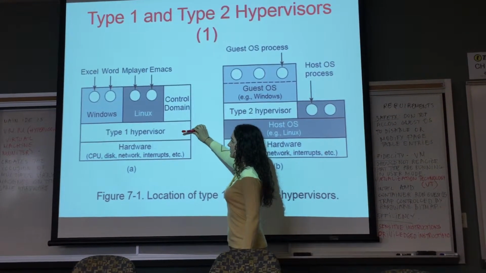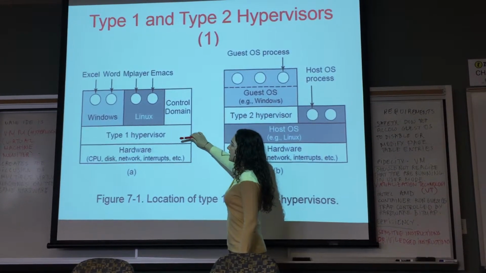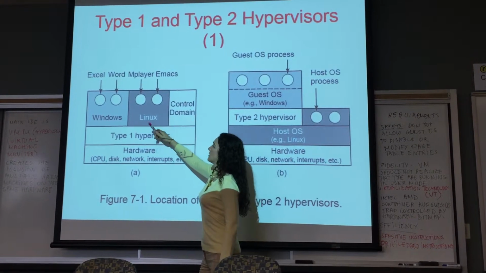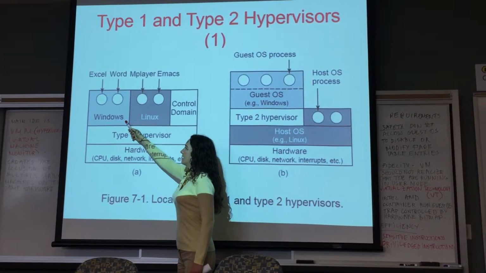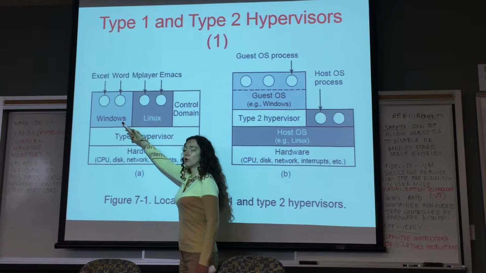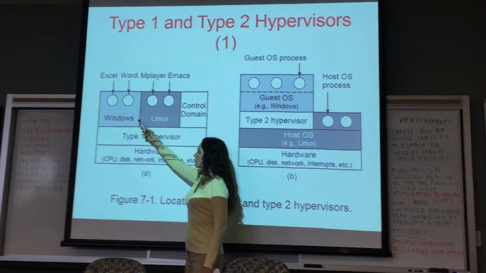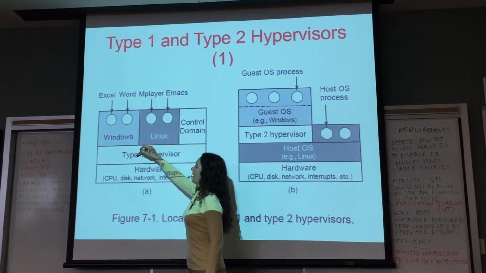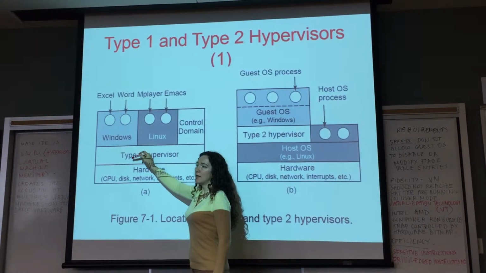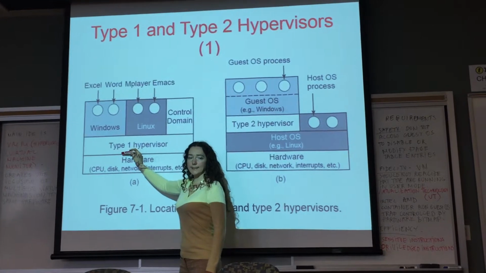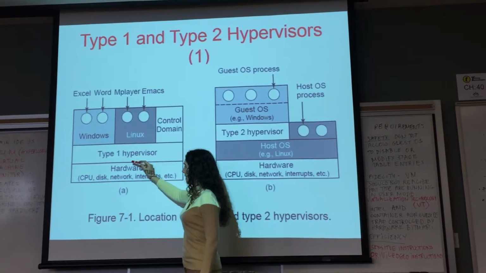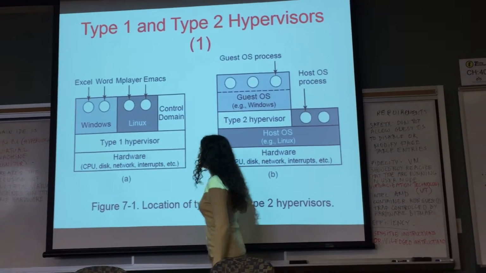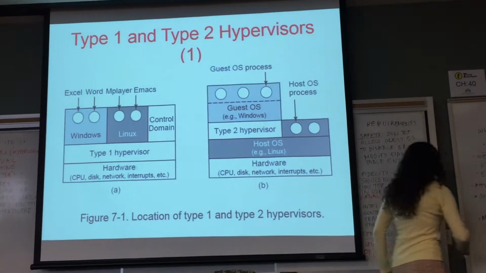Type 1 hypervisor is like an operating system, and the guest operating systems, the virtual machines, are installed on top of it. They can run normally, whatever instructions they need to run, but when they need something from the hardware, they trap into this hypervisor, and the hypervisor will emulate that instruction for them and access the hardware and do whatever is necessary. So that's the first type.